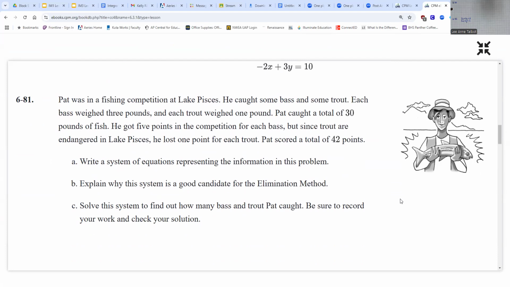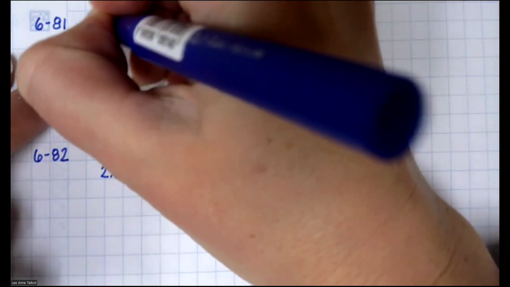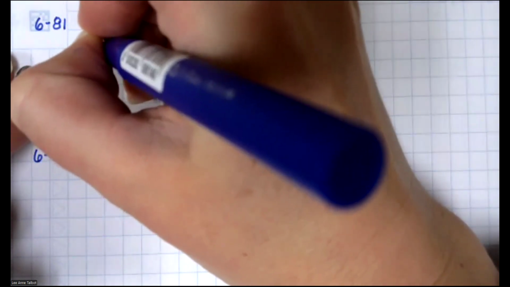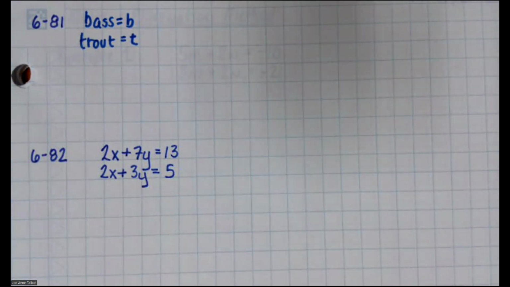Okay, so let's pause there. Put on your paper, answer number 81, bass equals... What letter should we choose? The B. Okay. Bass equals B. And trout equals T. Excellent. So right now you should have that so far: bass equals B, trout equals T. We just defined our variables.